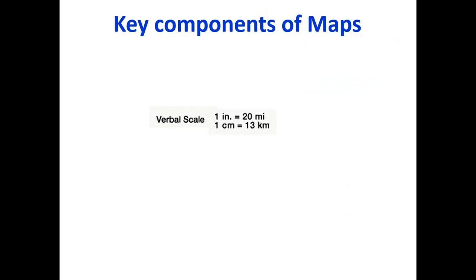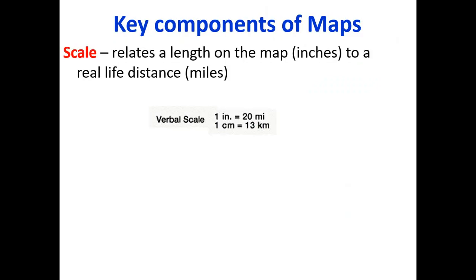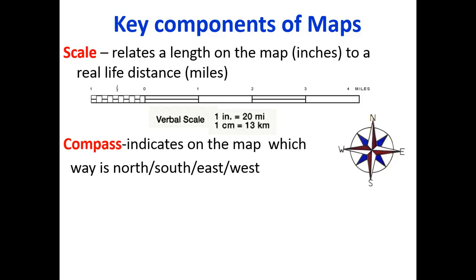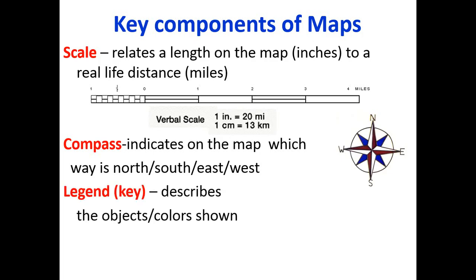Some other key components of maps. You have what's called a scale. A scale tells you the size of the map. What does 1 inch in that map represent in real life? Looks something like that. Now a compass for us is important with latitude and longitude because it looks like that and it tells us which way on the map is north, south, east, and west. Finally, a legend or a key describes the objects or colors that are shown on the map.